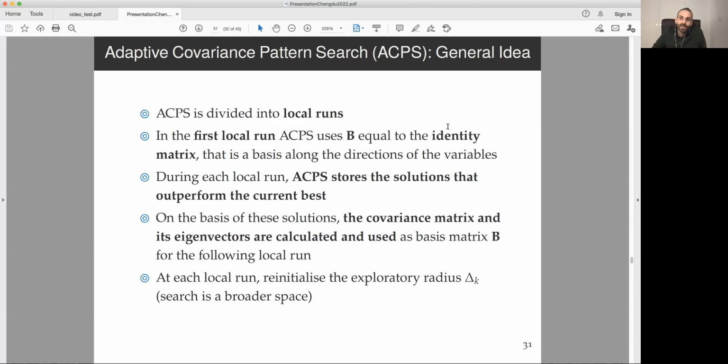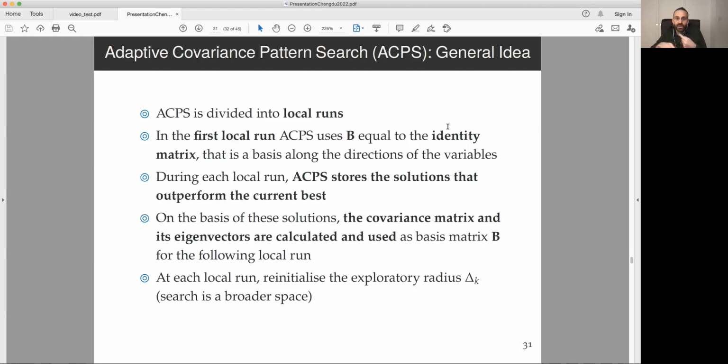So let us see at first what is the general idea. ACPS is divided into local runs. In the first local run, ACPS uses B equal to the identity matrix. That is a basis along the directions of the variables. So you have multiple local runs, and in the first one, it uses the same matrix as Fermi and Metropolis.